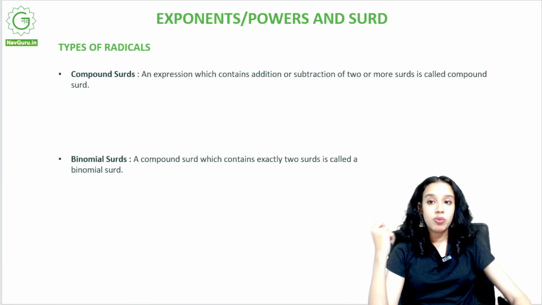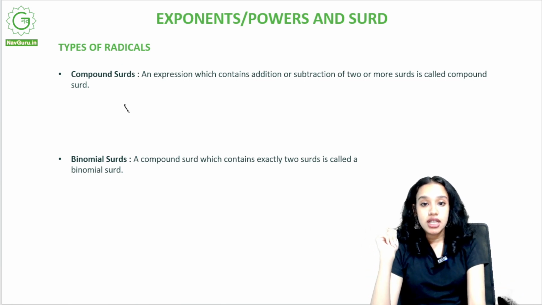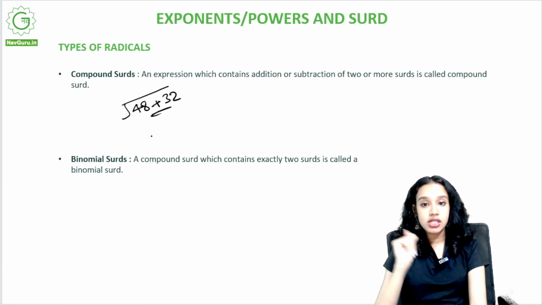Now we have compound surds. So what are compound surds? An expression which contains addition or subtraction of 2 or more surds is called a compound surd. If we have a surd like root 48 plus root 32, we have an addition sign in between, right? Surds with an addition or subtraction sign in the middle are called compound surds.